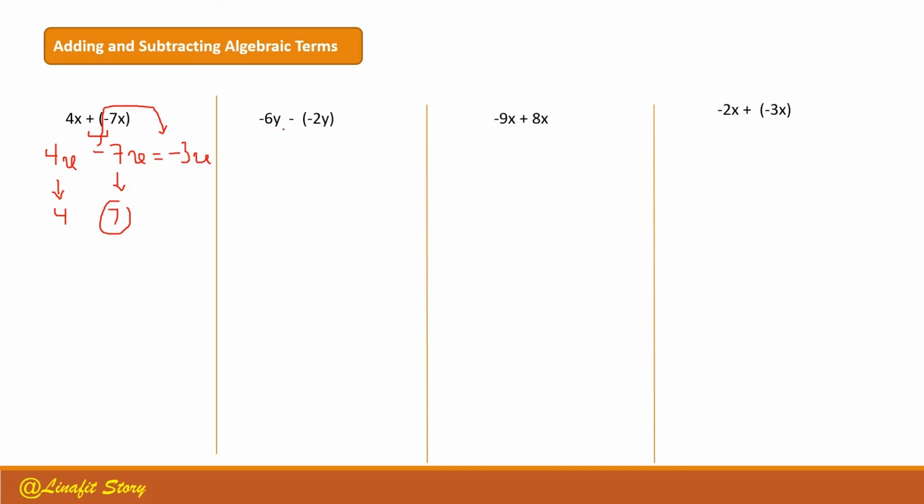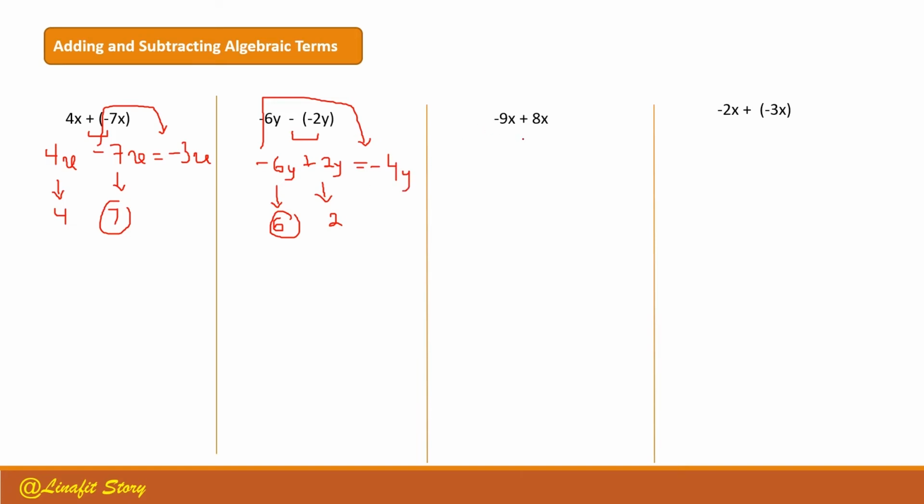Negative 6y minus negative 2y. Same sign. The result is positive 2y. Negative 6y plus 2y. The absolute value of negative 6 is 6. The absolute value of positive 2 is 2. Which one is greater? 6 or 2? 6 is greater. So copy sign. So the answer is negative. The difference between 6 and 2 is 4. Negative 4y.